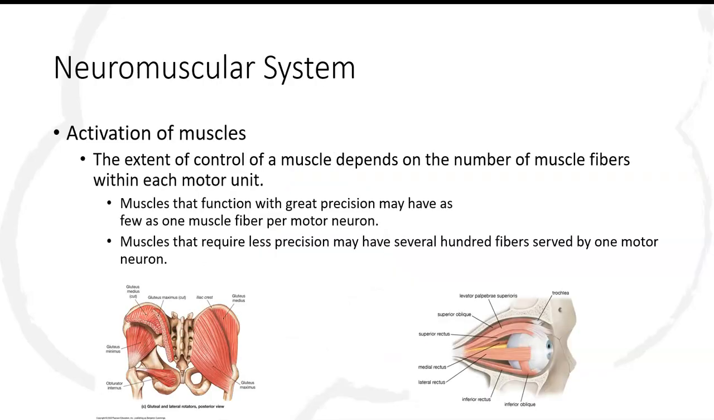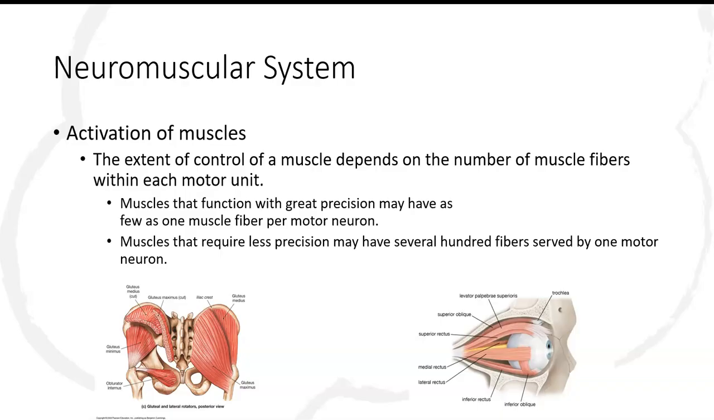All right, let's continue on with the neuromuscular system and the activation of various muscles and muscle fibers. So the extent of control of a muscle depends on the number of muscle fibers within each motor unit. So muscles that function with great precision are going to have as few as one muscle fiber per motor neuron. And muscles that require less precision have several hundred fibers served by one motor neuron.